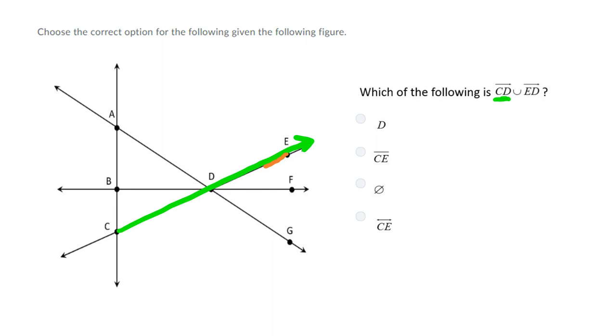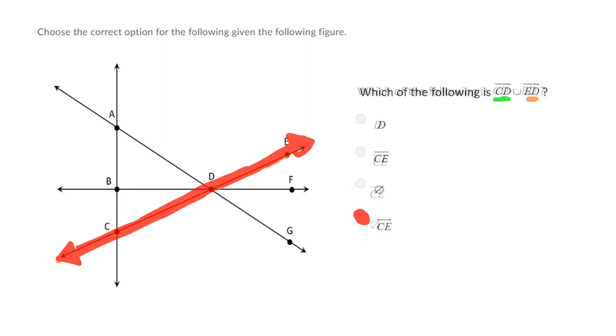Ray ED is going back this way, but it goes beyond D, so it's going to come back all the way this way. I'm looking for a union here, so as long as it has orange or green or both, and here in this area I have both, I would include it. And since these arrows indicate to go on forever in those directions, this entire line CE is the union of those two rays, because those two rays are heading in opposite directions along the same line.